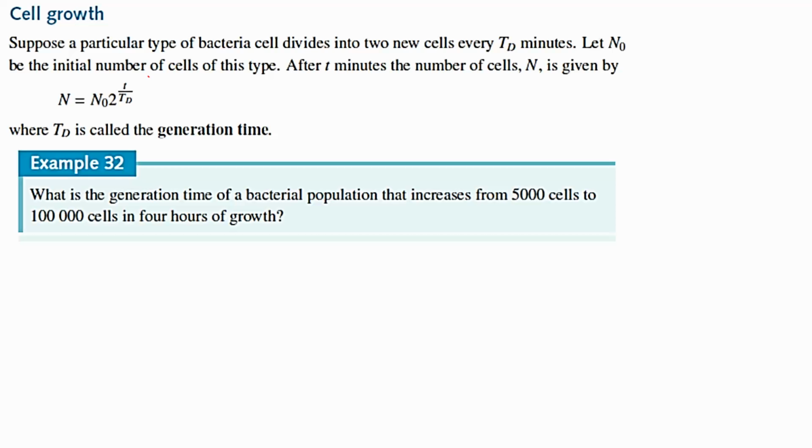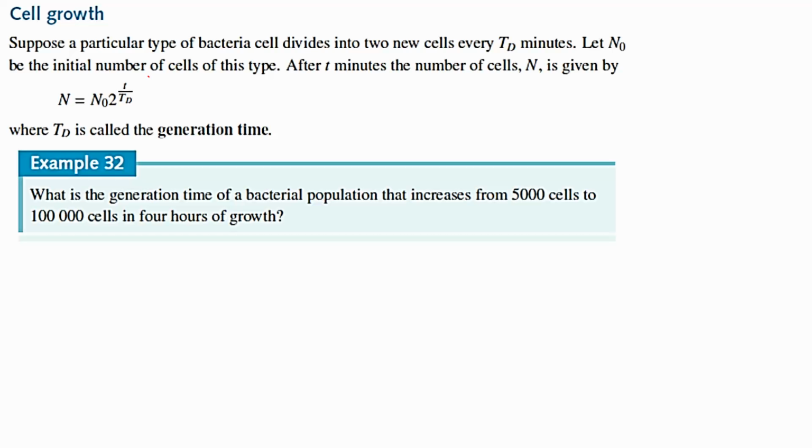Okay? Now in this case here, what is the generation time? So they're asking you to find TD, the generation time, of a bacterial population that increases from 5,000 cells, that's where you're starting, to 100,000 cells in 4 hours of growth. So what I wanna know is, what is my generation time? Meaning, how much am I splitting every minute? Now because we're talking about bacteria in this case, we're saying that it's base 2. Unless they specify otherwise, it's base 2. So we know it's base 2.